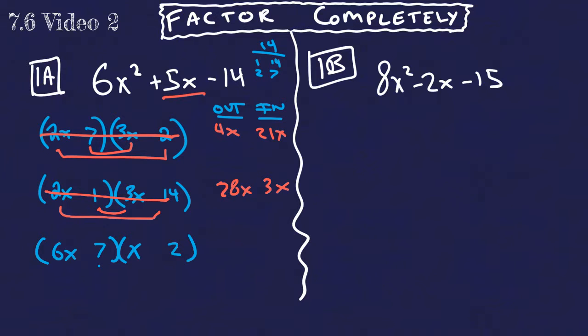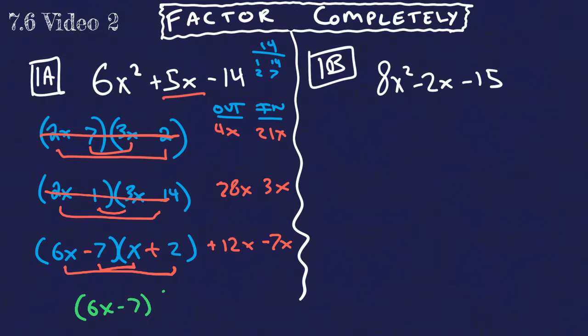Let's see what happens with my outs and ins. Here I get outside 12x, inside 7x. Ooh, I could subtract those and get 5x. So that means it's got to be positive 12x and minus 7x. So the 6 times 2, the outside, should be positive, and then the 7 times x should be minus. So there's my final answer. Let's rewrite it.